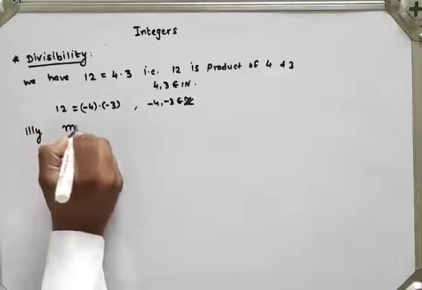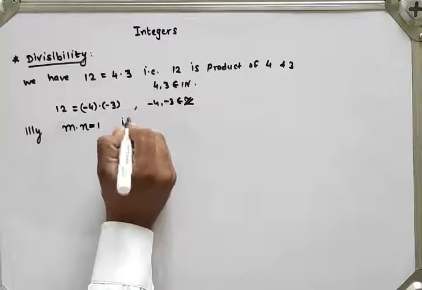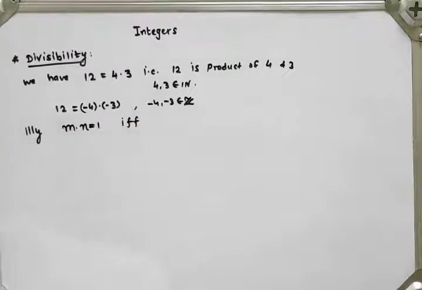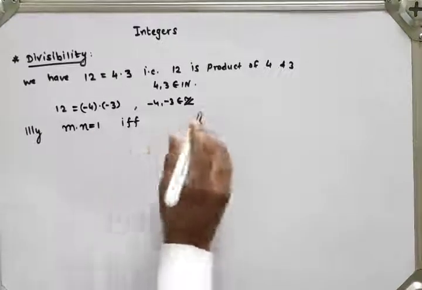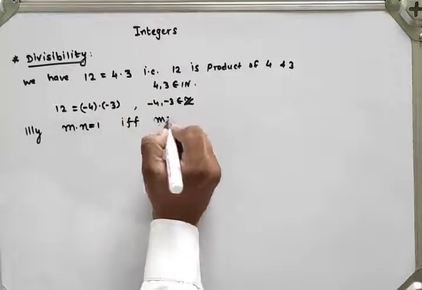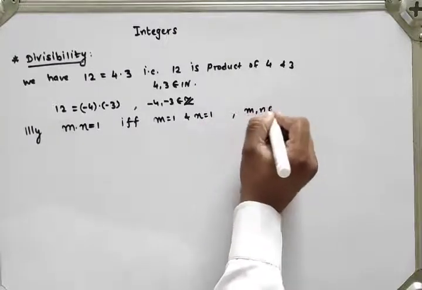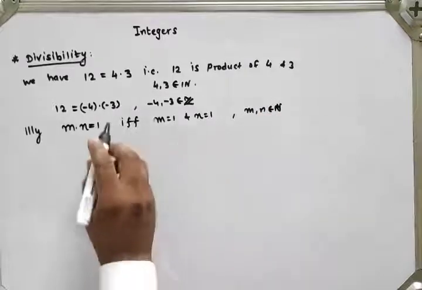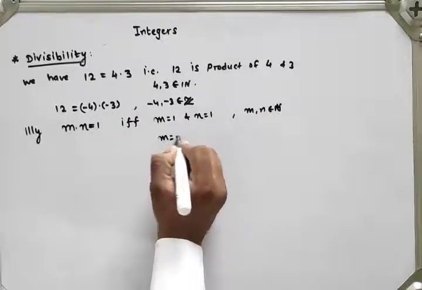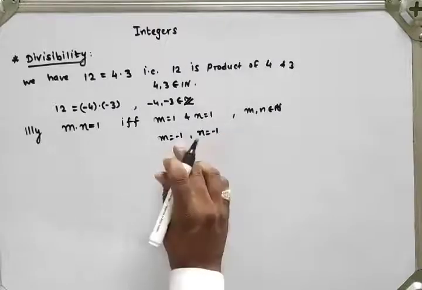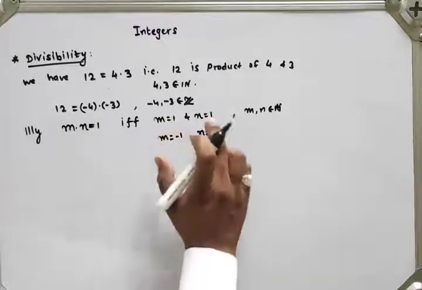Similarly, m into n is equal to 1 if and only if, what are the values of m and n? If we are working with the set of natural numbers, then it has the solution m is equal to 1 and n is equal to 1. But if we look at the set of integers, then m is equal to minus 1 and n is equal to minus 1 is also a solution, because minus 1 into minus 1 is again 1, and 1 into 1 is equal to 1.